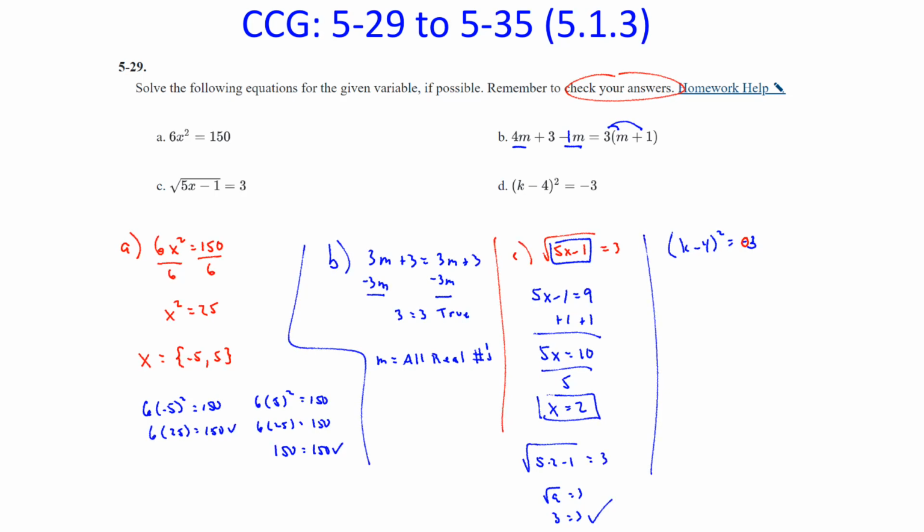If you don't recognize that, what you're probably going to end up doing is taking the square root of both sides, and then hopefully at that point you recognize, wait a second, I can't take the square root of negative 3, so therefore this one doesn't have any real solution. So there's no real solution to this problem.